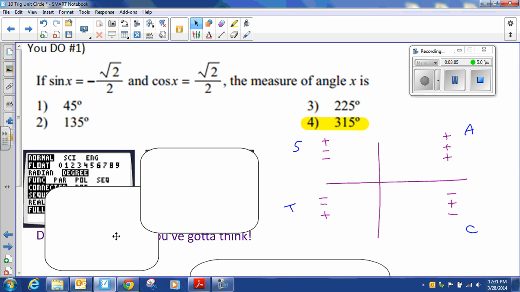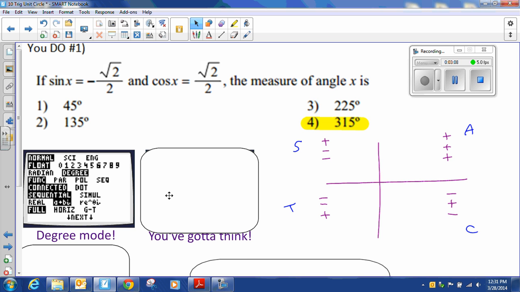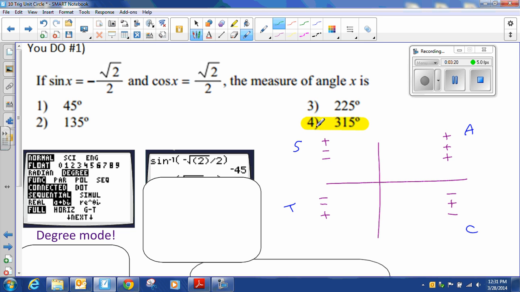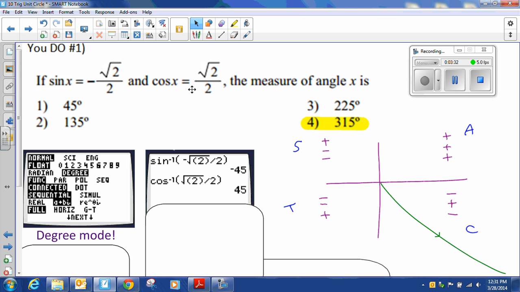Another way you could have done this is put this in your calculator. The inverse sine of radical 2 over 2 is negative 45. So as you can see here, 315 degrees is the same thing as negative 45 degrees. But you have to be careful because if you plug in inverse cosine of radical 2 over 2, it's going to give you the principal value, which is 45 degrees up in quadrant 1, because the calculator doesn't realize that you have this other restriction that the sine must be negative, so it's down here.